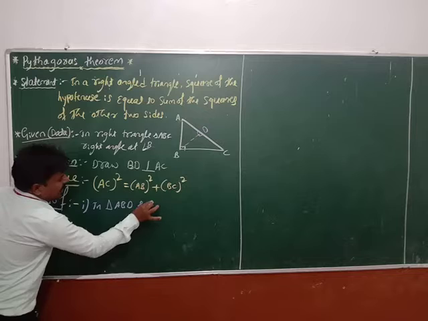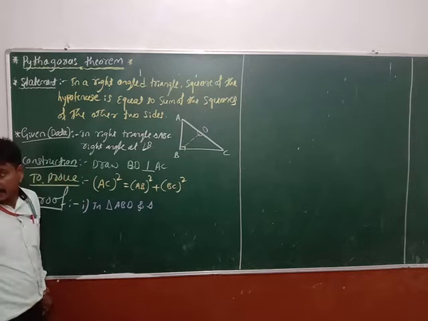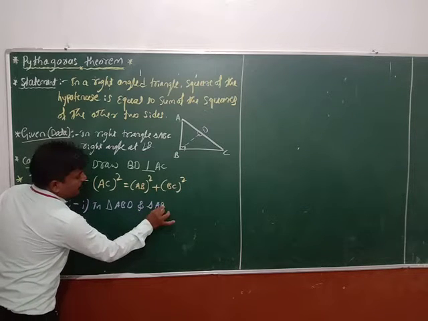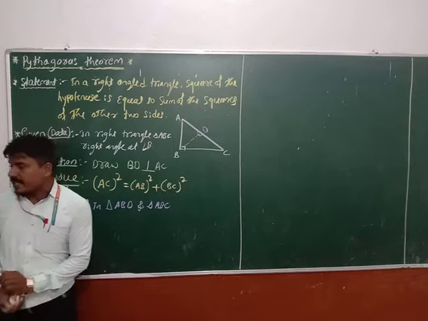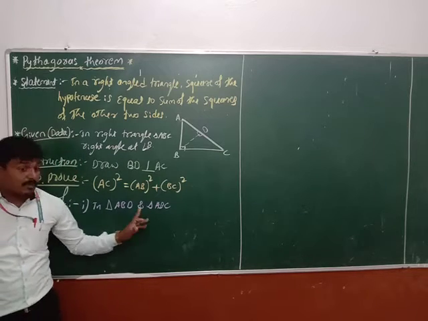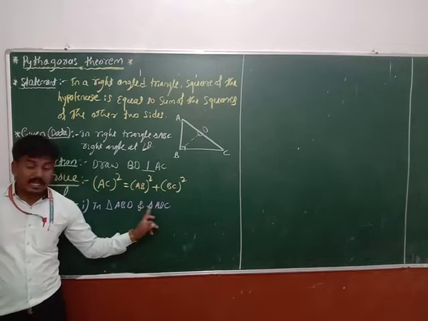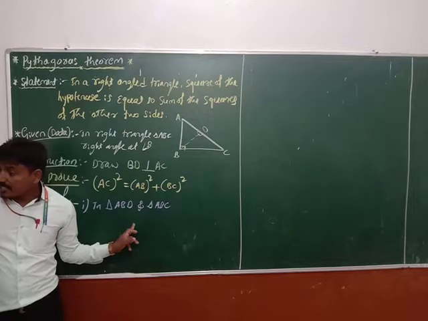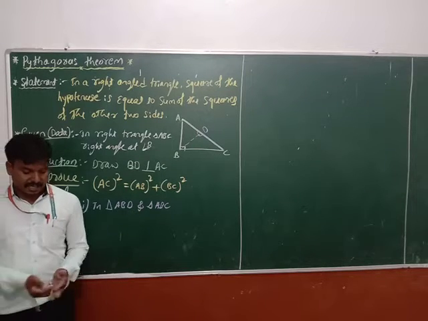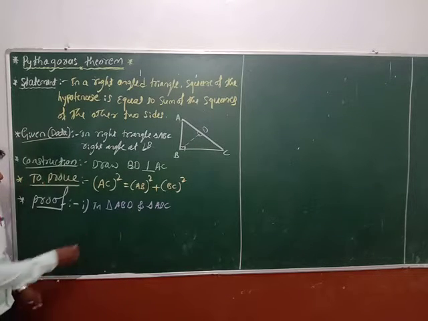ABD. One more triangle is what? Whole triangle, triangle ABC. Once again, one question: are these two triangles similar or not? Yes, sir. These two triangles are similar because by which criteria? Write the given things in the given triangles.